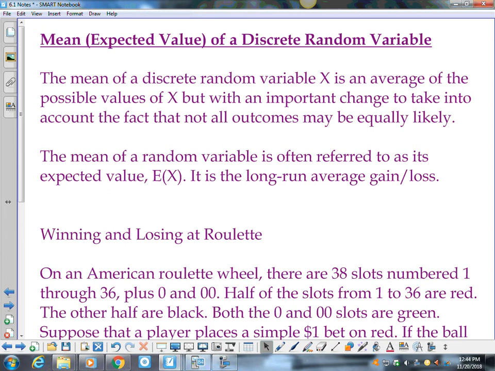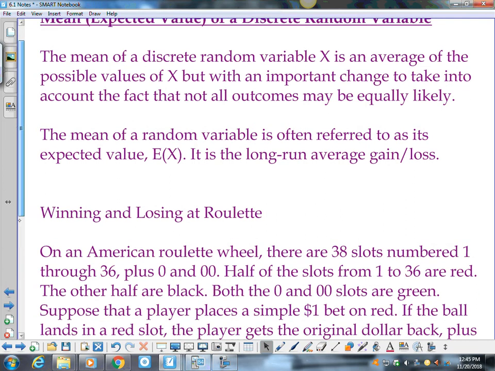Yeah, 91 times 0.4, so your quiz average times the weight, 0.4, plus your test average, 88, times its weight, 0.6, and that would give you your expected value. The mean of a random variable is often referred to as its expected value, E of X. It is the long run average gain or loss.